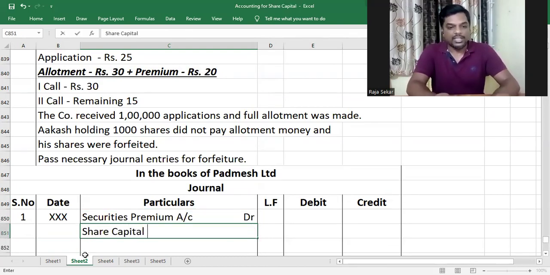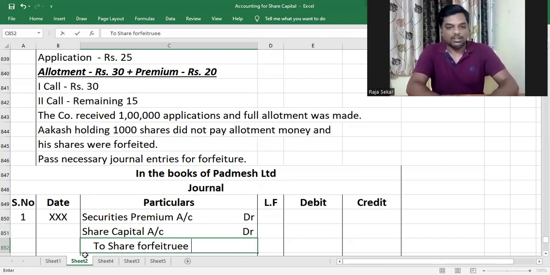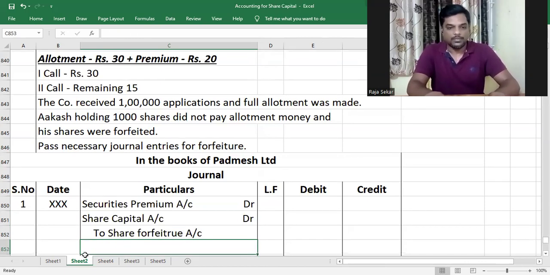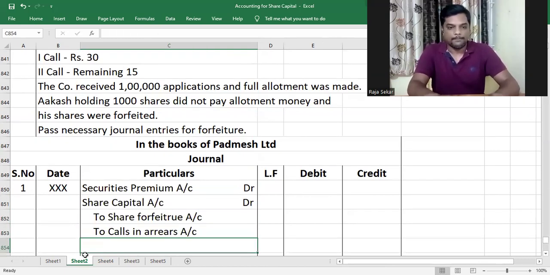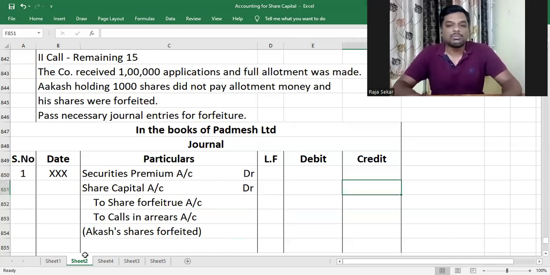And after that, the remaining accounts that have to be debited or credited during forfeiture will be done. The share capital account will be debited. Share forfeiture account will be credited. Calls in arrears account will be credited. Akash's shares forfeited. Now let's look at how to calculate the numbers.